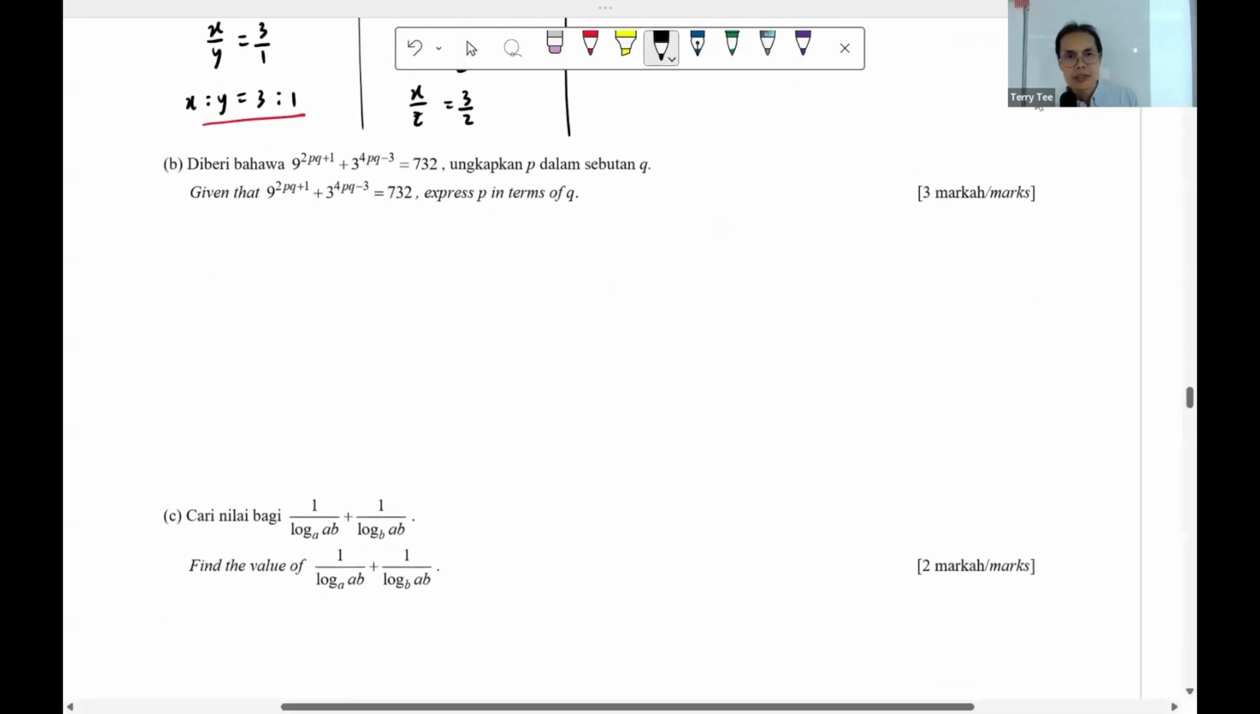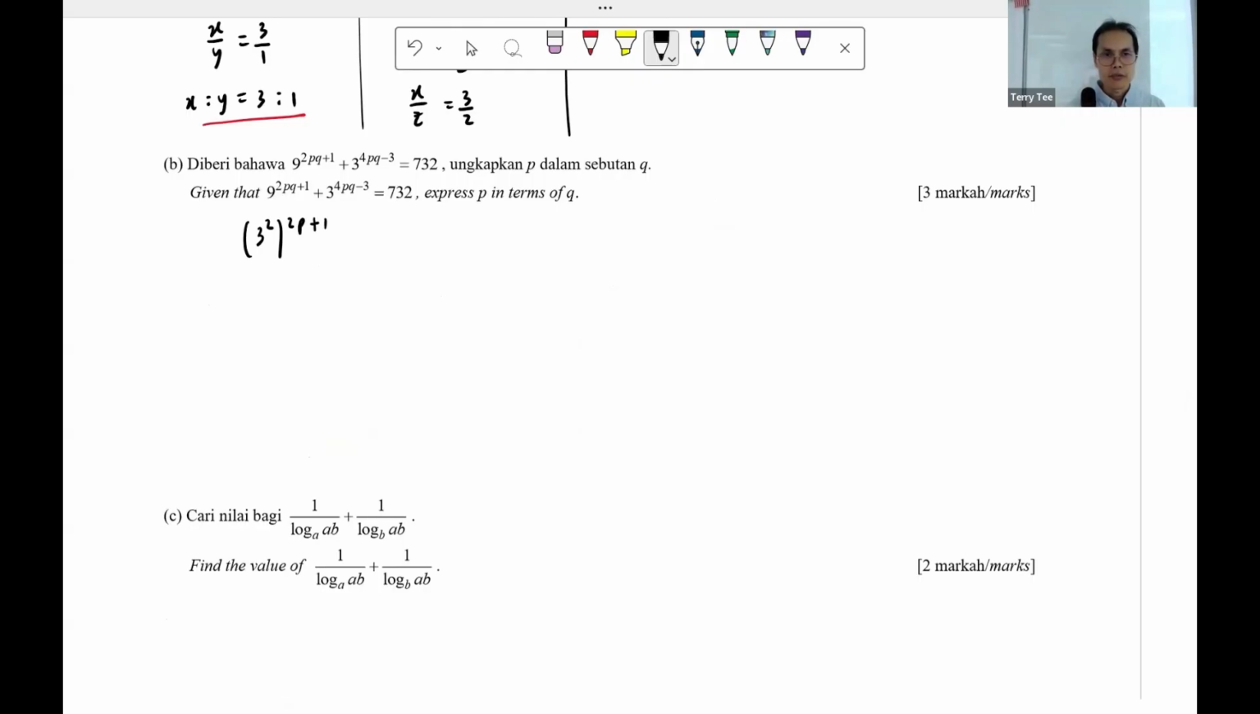Okay, can we continue? Question 9b. All right, so this one is indices actually, still indices, right? Number one, you can see there's a 9 and 3. They all can be written as the same base, which is base 3. So I'm going to write 9 as 3 power 2. This is 2b plus 1, right? Then this is 3 power 4.